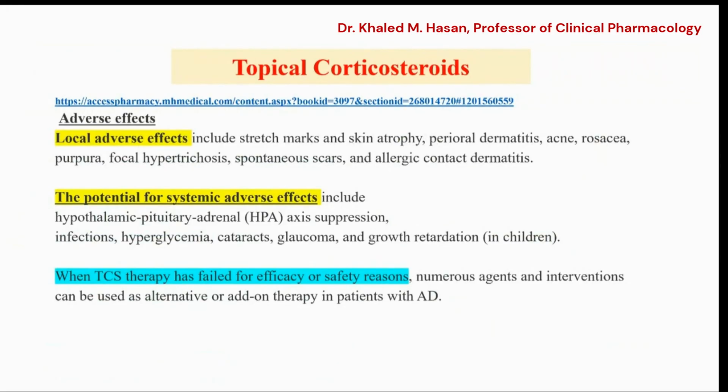Okay, topical cortisone, local adverse effect. If you apply it for the long term, you can see stretch marks. Did you hear about that today? Okay, give me a medication that could be used to treat stretch marks.